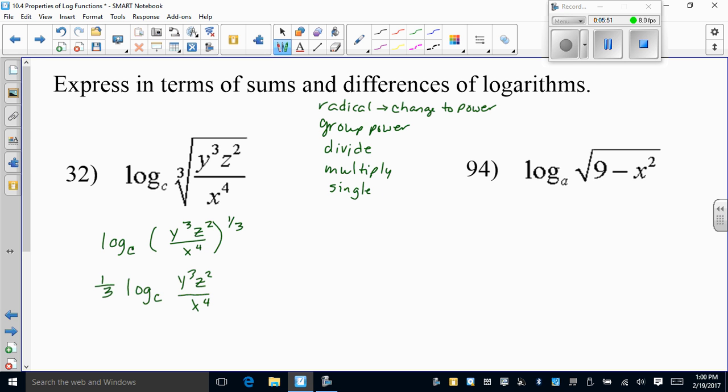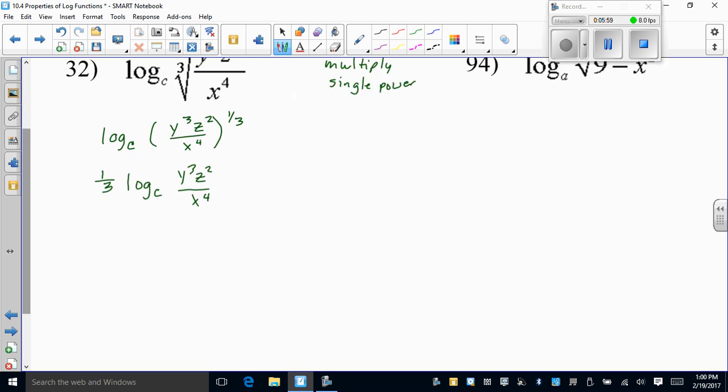Now on this one, you do have two choices. You can distribute the 1/3 in, or you can just bring it out front. I highly suggest you just bring it out front. So the next step is to get rid of the division going on. So this is 1/3 log base c of y cubed z squared minus log x to the fourth.